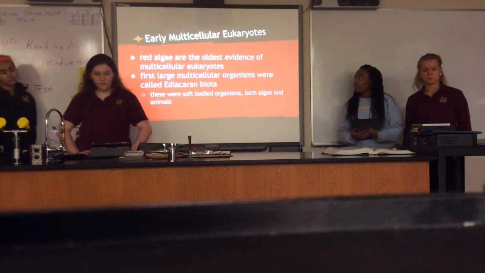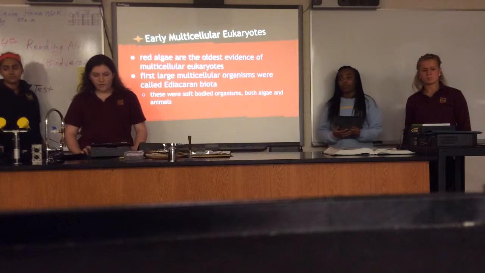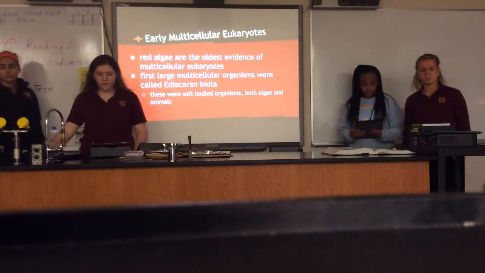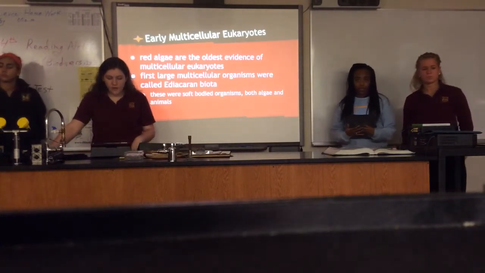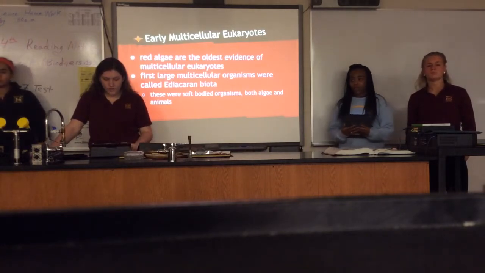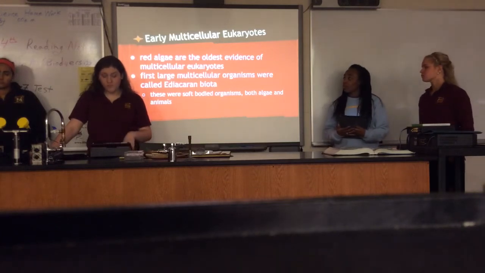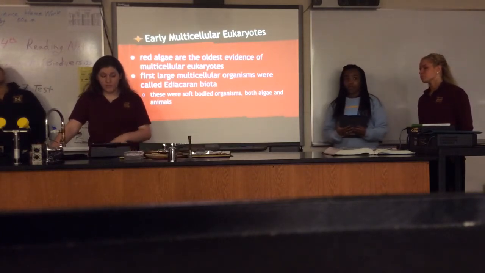So the earliest multicellular eukaryotes were red algae, and they're the oldest evidence of multicellular eukaryotes. The first large multicellular organisms were called Ediacaran biota, and these were soft-bodied organisms, including both algae and animals.